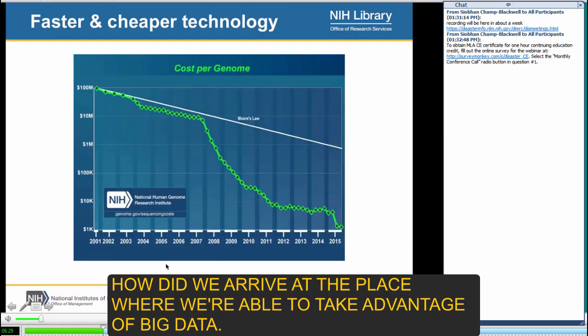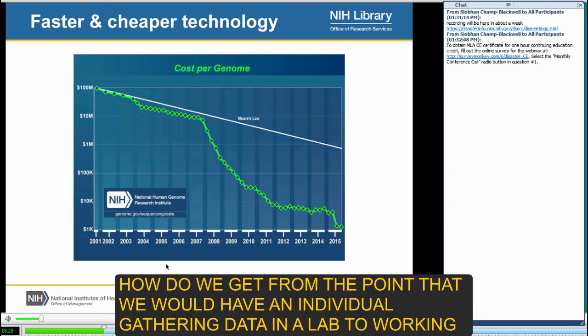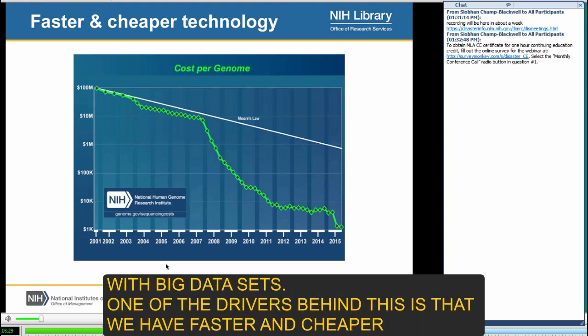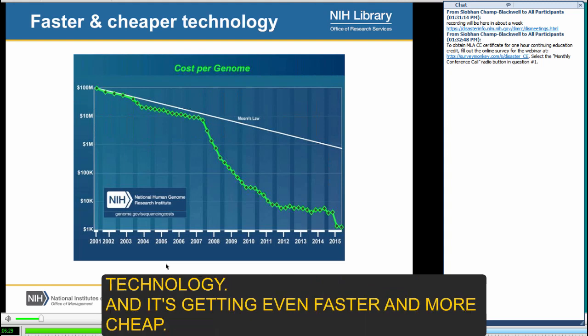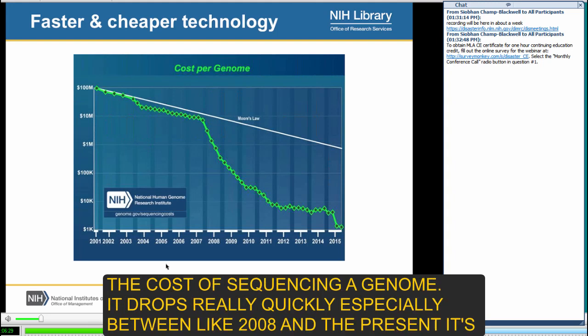So how did we arrive at the place where we're able to take advantage of big data? How do we get from the point that we would have an individual gathering data in a lab to working with these kinds of big data sets? One of the drivers behind this is that we have faster and cheaper technology, and it's getting even faster and cheaper. The graph that you're looking at here on the screen shows the cost of sequencing a single human genome over time.